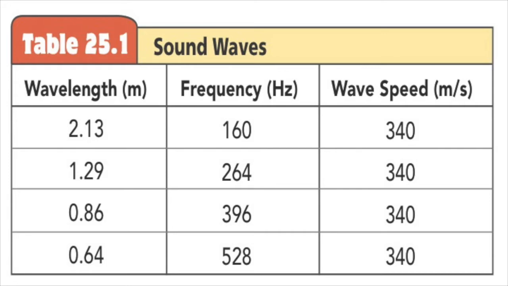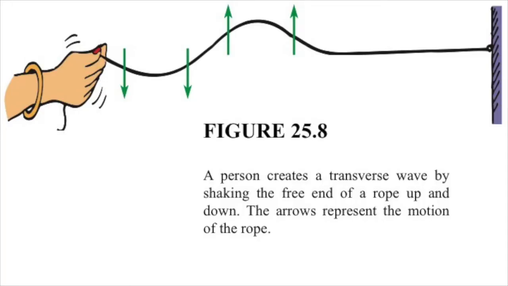So you see that sound, on average, at normal room temperature, travels about 340 meters per second. So you can see that the relationship between wavelength and frequency is indirect. So as one goes down, wavelength is going down, 2.13 to 0.64, and frequency is going up. So the relationship is indirect.